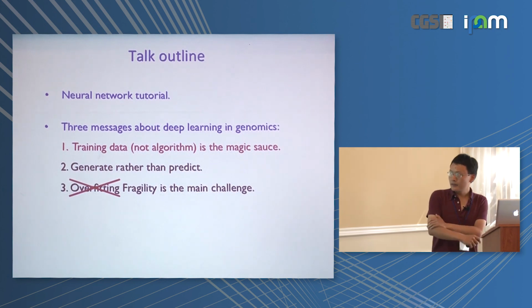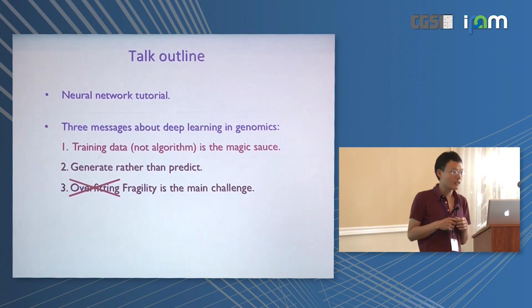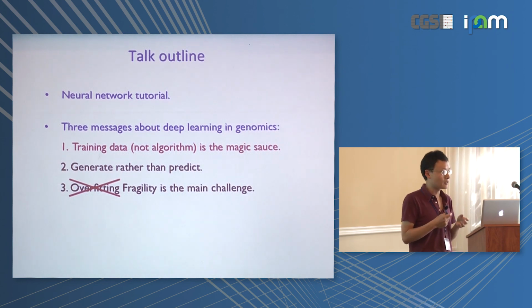Okay, so here I want to go through in more detail these 3 messages about neural networks that I want to convey. The first message is that, especially when dealing with genomic data, it's much more about building the right training data rather than a specific model and algorithms.